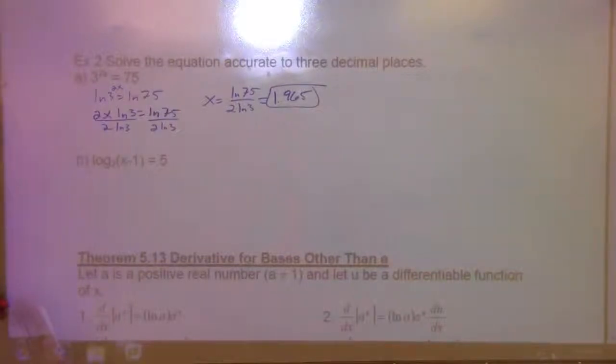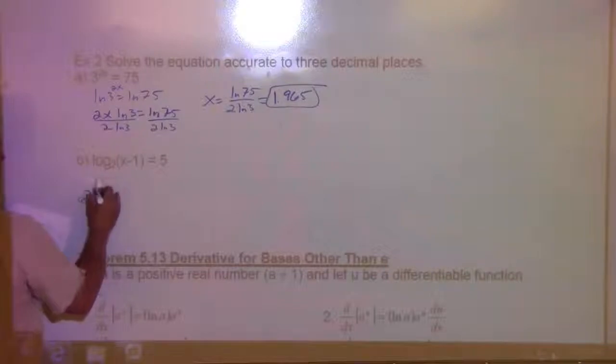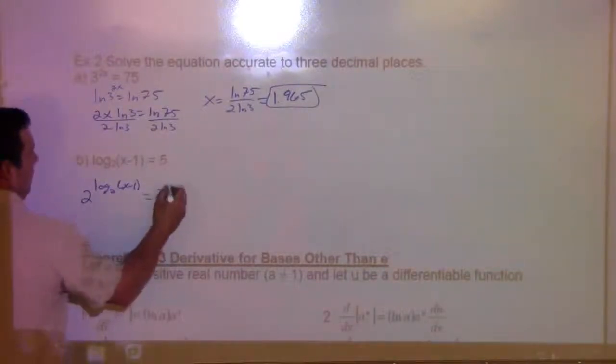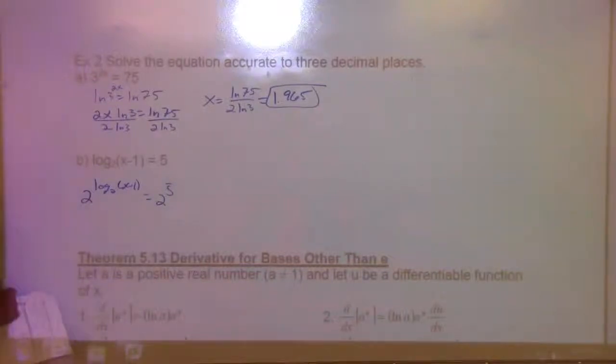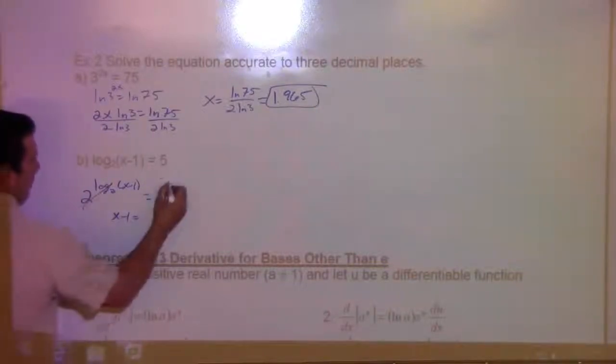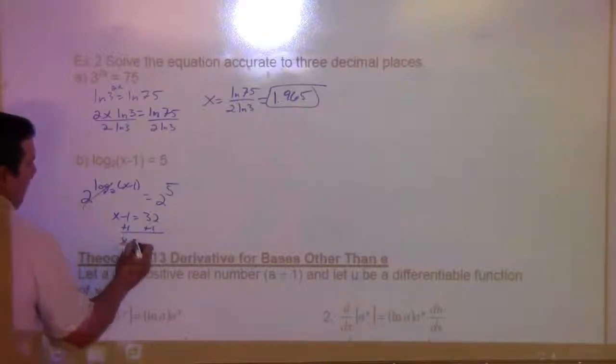Next one, log base 2 of x minus 1 equals 5. You do 2 to the power of log base 2 of x minus 1 equals 2 to the 5. Log base 2, with 2 being the base there as the power, means x minus 1 equals 2 to the 5th, which is 32. Adding 1, x must be 33.